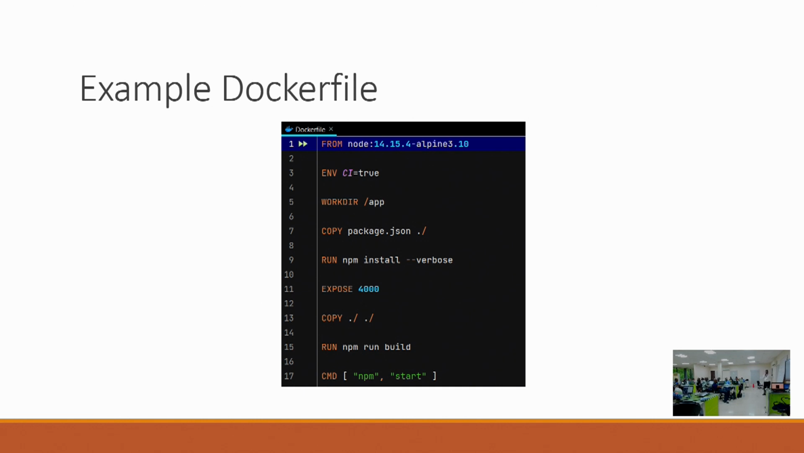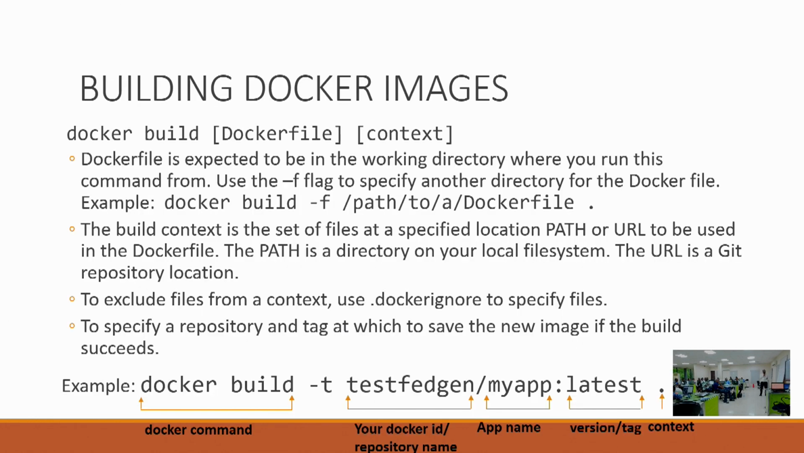By the time I do this, I'm passing it to the Docker server, the daemon. So the daemon will pick this file line by line and build my image for me. To build a Docker image, we use this command, docker build, and the name of your Dockerfile. And you remember I was saying something about context. The Dockerfile is expected to be in the working directory where you run this command. So the current working directory where you run the command, your Dockerfile should be there.